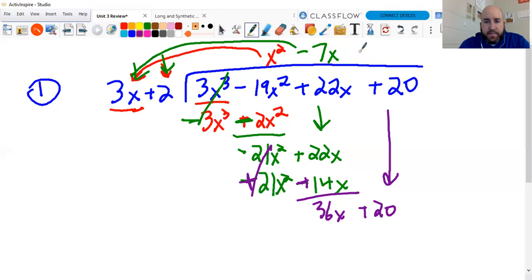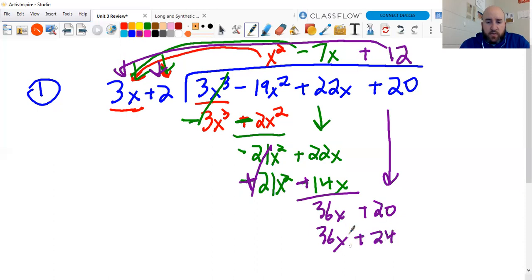3x, 36x, I have to get it to match, so I'm going to multiply by 12. Again, carry it and distribute. 36x plus 24. What some of y'all might remember now is that with most of the problems when we first learned this after Thanksgiving and on the worksheet, at this point we got a match. Everything would have canceled out.